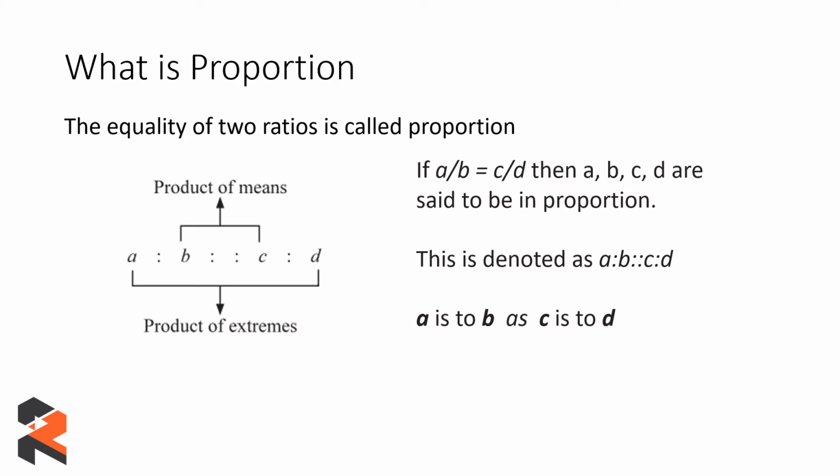And what is the meaning of product of means and product of extremes? If you evaluate the ratio A by B equal to C by D, you will obtain a product like AD, which is equal to BC. So that is equal always. So product of means is always equal to product of extremes. So in any case, if you are given three of them, the fourth can be easily found.